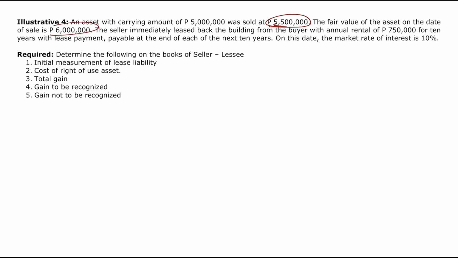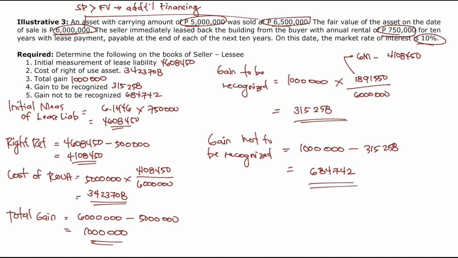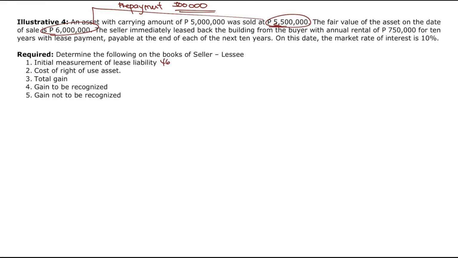So ibig sabihin, kung 6 million pa rin po yung fair value, asahan mo dito na meron po tayong prepayment na i-deduct sa computation ng right retained mamaya. At magkano yung prepayment? The prepayment will be equal to 500,000. Okay? So here, initial measurement of lease liability, kamukha lang ng mga previous problem. Huwag na natin i-compute ulit. That is 4,608,450. Requirement number 2, cost of right of use asset.